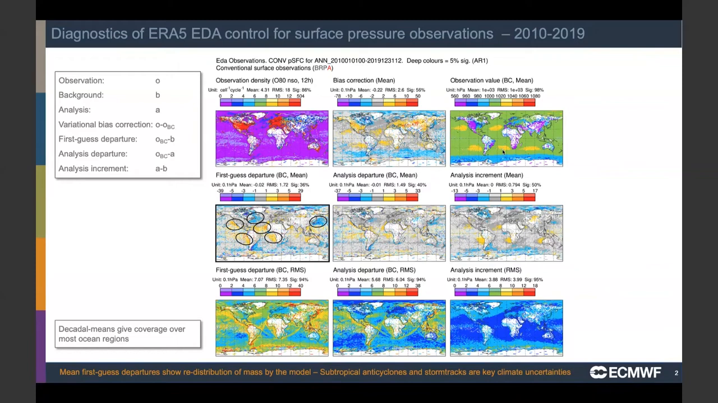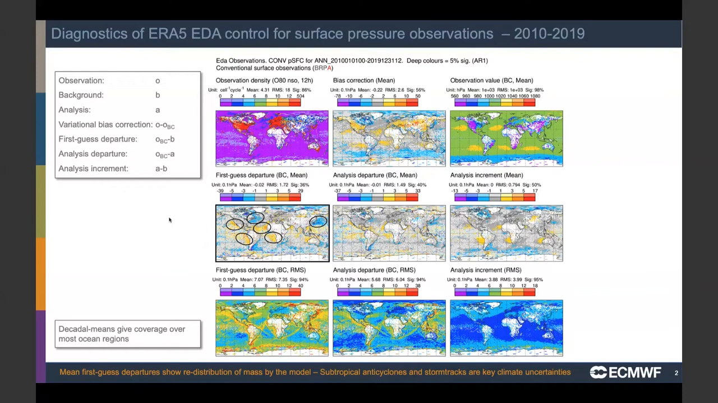The key plot is the left-hand middle plot, which shows the mean first guess departures. That's the one I focus quite a bit on. That's looking at the difference between the bias corrected observation and the background. Then you've got the analysis departure, after the assimilation has drawn the analysis closer to the observations. So the analysis departure is obviously less than the first guess departures on average. And the middle right is the analysis increment, which is basically what's being added to the background to get to the new analysis.